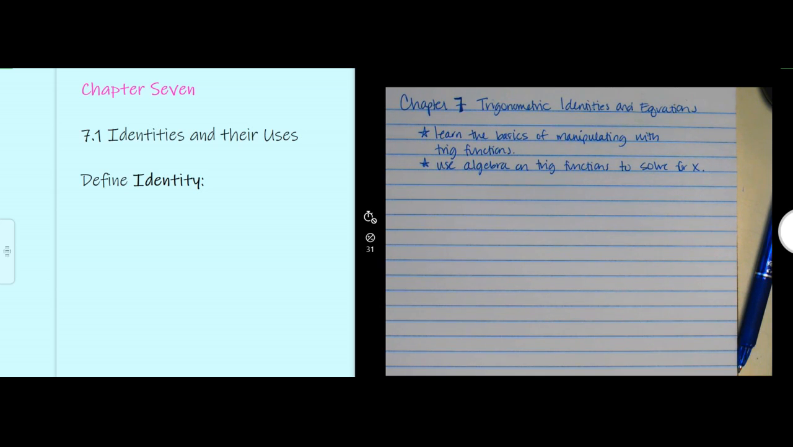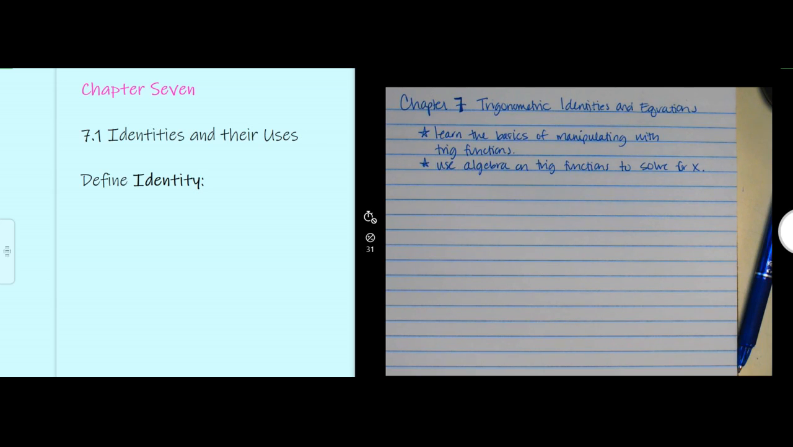This chapter, so I've got up here, learn the basics of manipulating with trig functions, and then use algebra and trig functions to solve for x. So that's the goal for the chapter. Today, we're going to look at 7.1 identities and their uses. And we have talked a little bit about identities, except we haven't defined it specifically, but that's today's lesson.